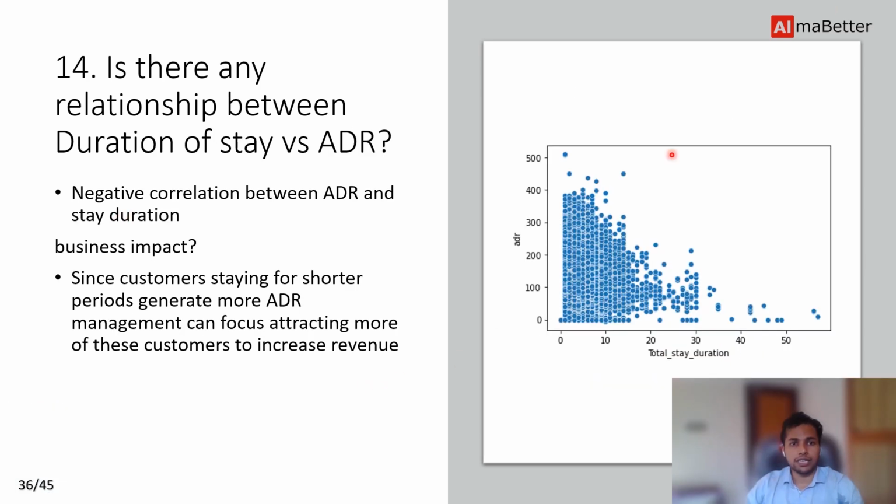Next, we are exploring the relationship between the duration of stay and ADR. In this scatter plot, we can observe a decrease in the height of points as the stay duration increases. Hence, we can conclude that there is a negative correlation between ADR and stay duration. This means that customers who stay for shorter periods generate more ADR. This is a crucial insight for the management as they can focus on attracting more customers who stay for shorter periods to increase the revenue.